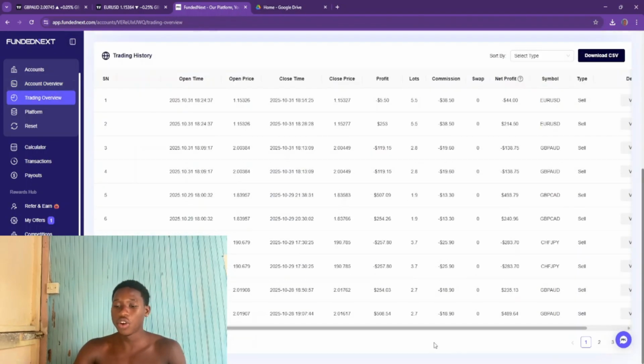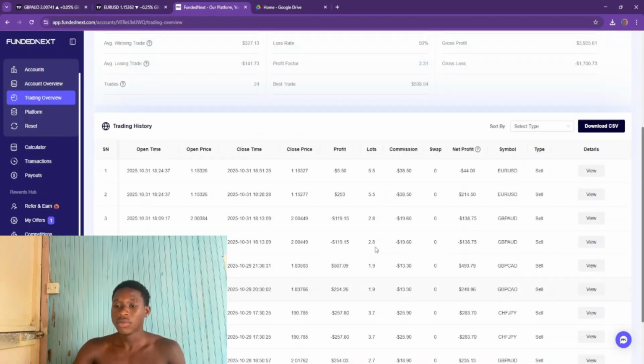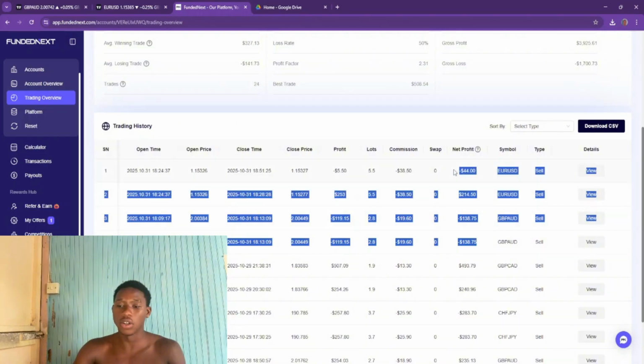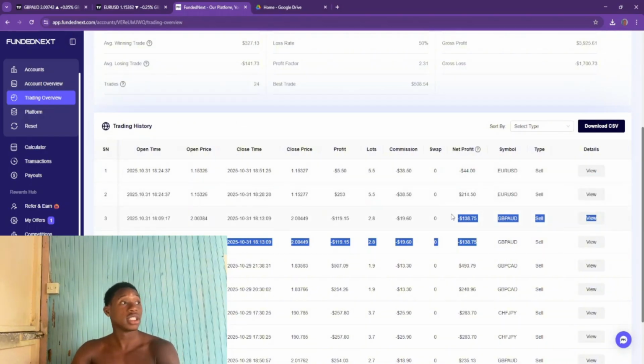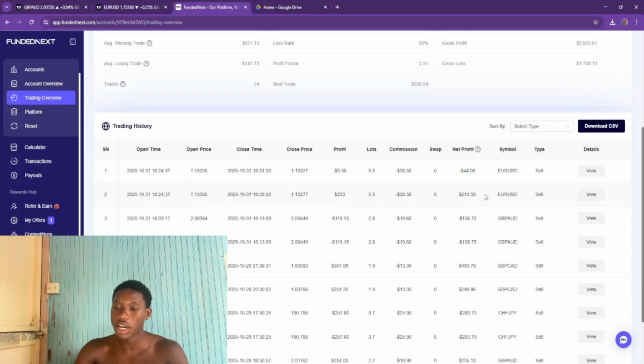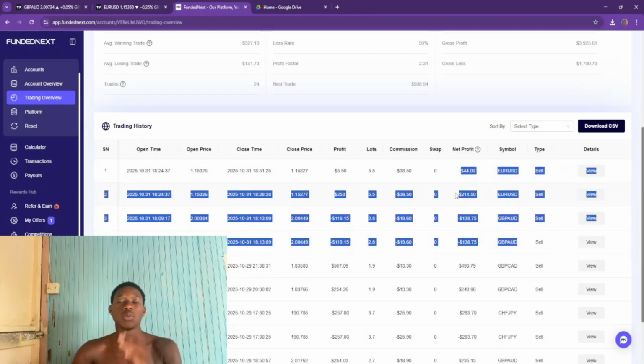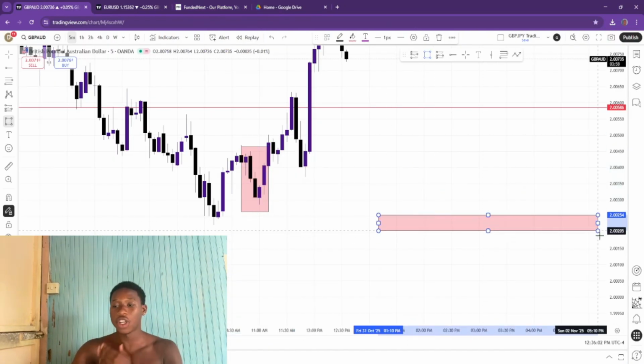I took a trade on Euro USD that won, and then I took a trade on GBP AUD that lost. My loss was supposed to be more than what it is, but we'll get into what happened today. So we took a trade on GBP AUD and it lost, and then we took a trade on Euro USD and it won. The only reason they have two separate positions is because I had to put a take profit 1 and a take profit 2. Now, let's get into the first trade I took.